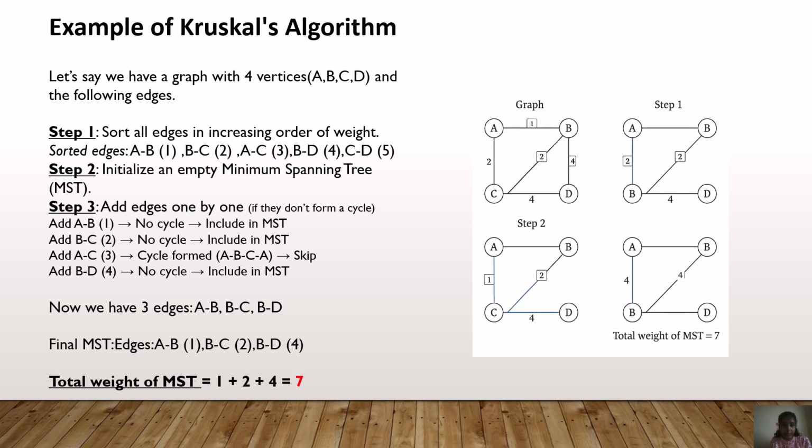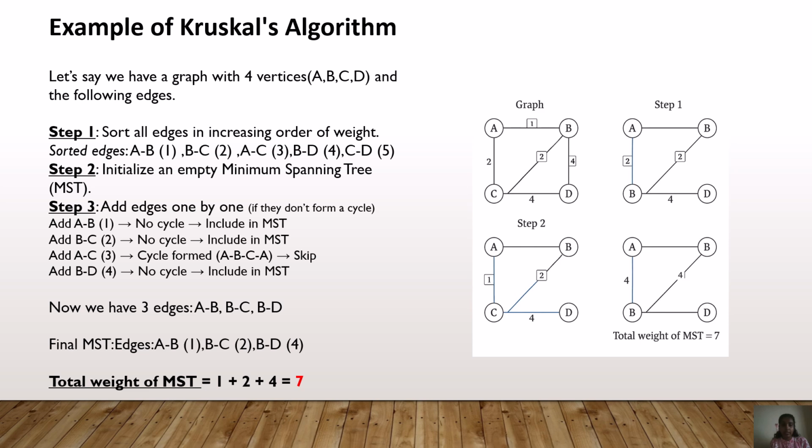Next, we'll move to B to C with weight 2. Even this will not form any cycles, so we are including this into our minimum spanning tree. Next, add A to C with weight 3, where we can see that a cycle is formed, that is ABCA. So we'll skip and move on to our next edge, that is B to D with weight 4, and it is not forming any cycle, so we are including it into our minimum spanning tree.